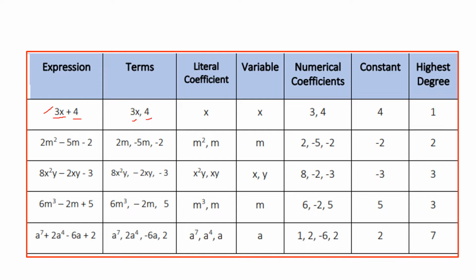Next, the literal coefficient is x. We only have x as the literal coefficient. The variable is x again. The numerical coefficients are 3 and 4, while the constant is 4. The highest degree is 1, since the exponent of our literal coefficient here is 1.